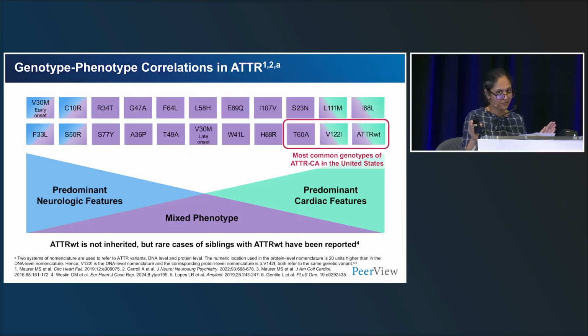Now, what about these variant forms? Why should you care about them? A lot of reasons you should care about them. There's multiple pathogenic variants implicated in ATTR-V, some that have predominant neurologic features and some that have predominant cardiac features. V142I or V122I is the one you will see most commonly in the United States.